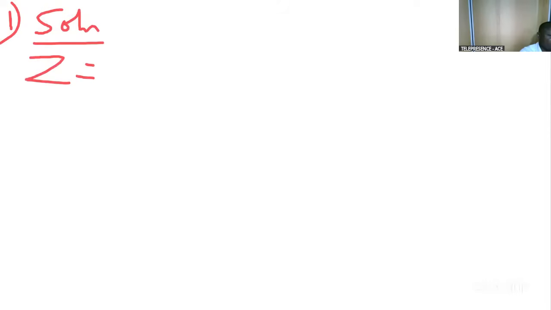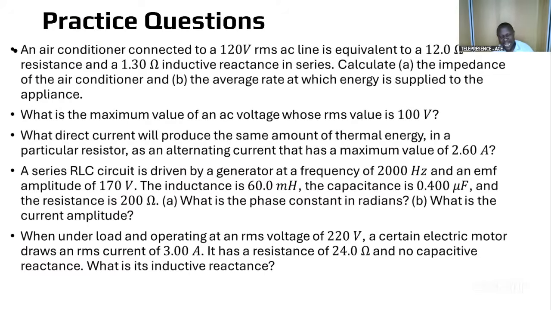The first thing you need to understand is the given elements of a circuit. So here, what are the given elements? We have this resistance, and we have this inductive reactance. We have those two elements.